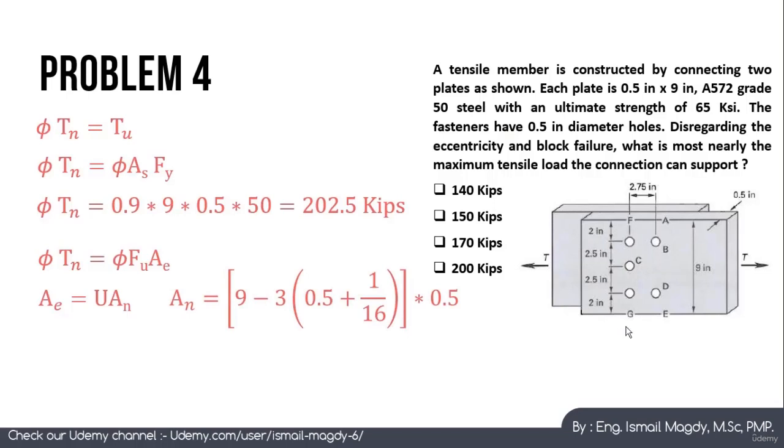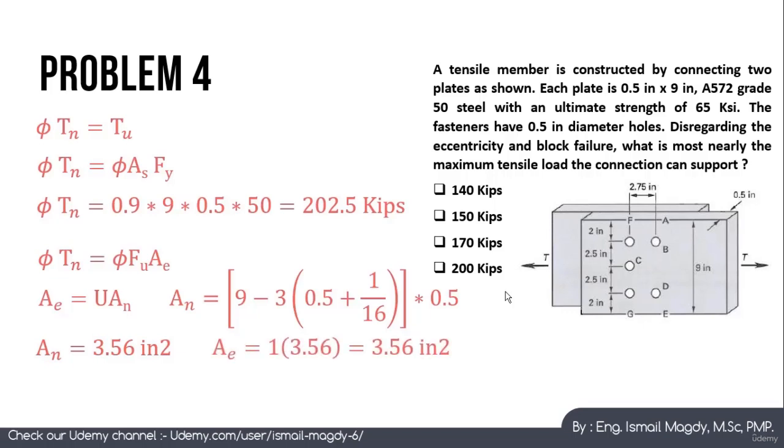It is going to be 9, which is this height, minus 3 multiplied by 0.5, which is the hole diameter, plus 1 over 16. Here you need to take care that this 0.5 is the hole diameter. So you need to add only 1 over 16 to compensate for any damage. You don't need to add 1 over 16 and another 1 over 16. You are going to add 2 if this was given as the bolt's diameter, but here it is given as the hole diameter. So all of this multiplied by 0.5, which is the thickness of the web. This means that the area net equals 3.56 inches squared.